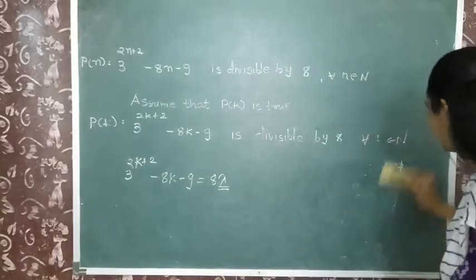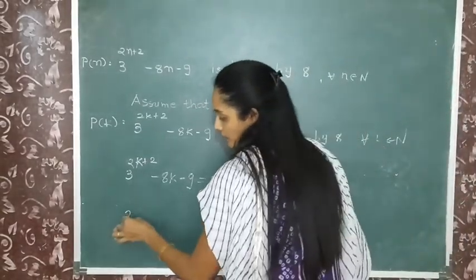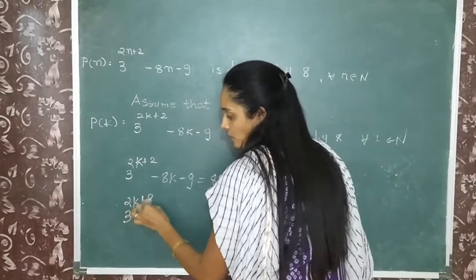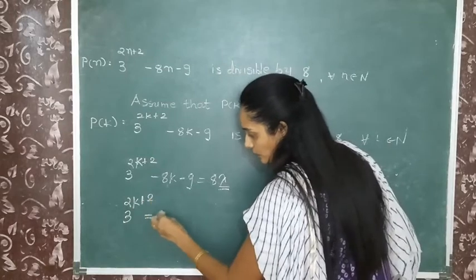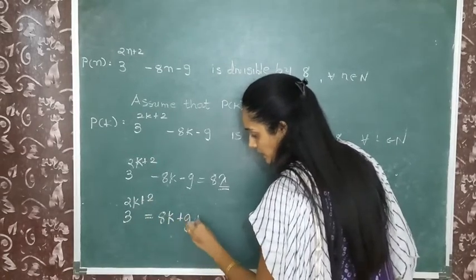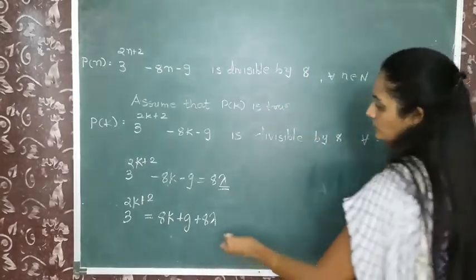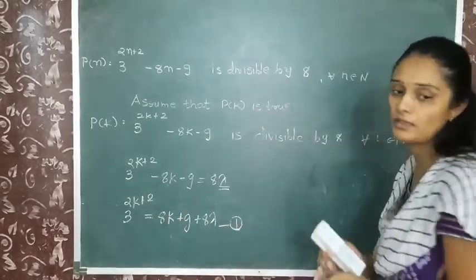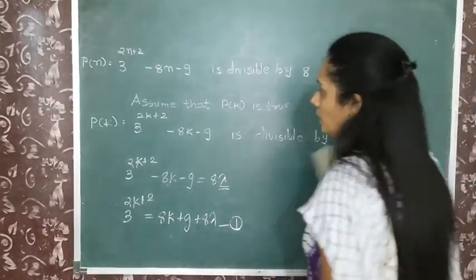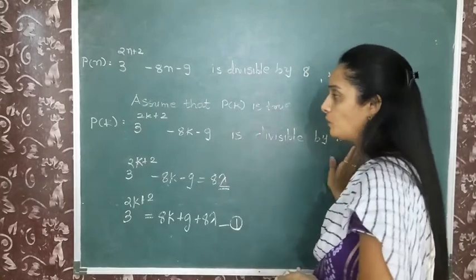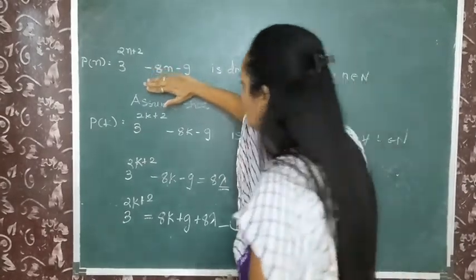Okay, now we make 3 raised to 2k plus 2 the subject. So here 3 raised to 2k plus 2 is equal to 8k plus 9 plus 8 lambda, and we give this result number 1. Okay, now we have to prove this statement is true for k plus 1.